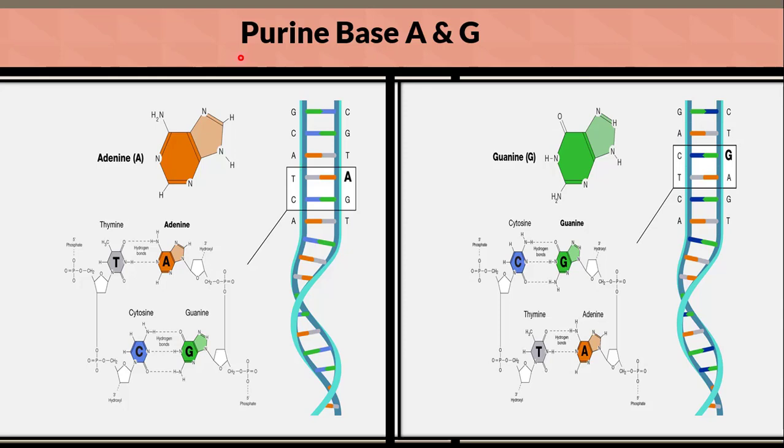The purine bases are A and G, adenine and guanine. Here is the structure of adenine and guanine in the DNA structure. As you can see here, adenine is paired with a hydrogen bond to thymine, and guanine is paired by a hydrogen bond to cytosine to form this DNA structure.